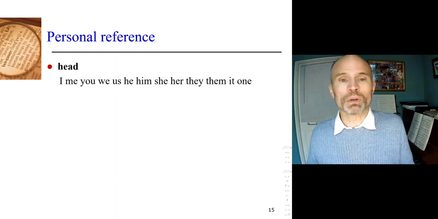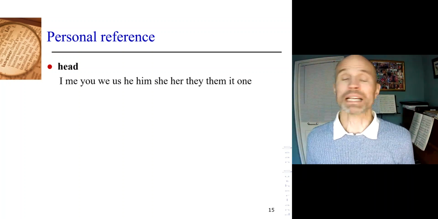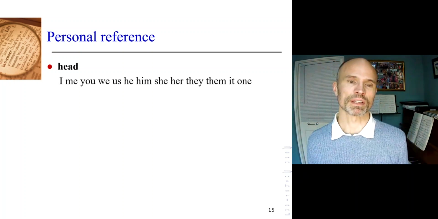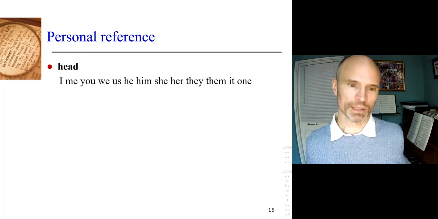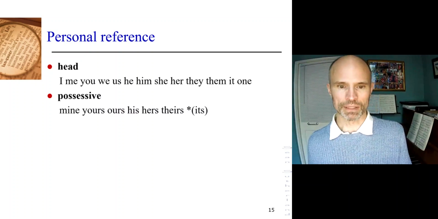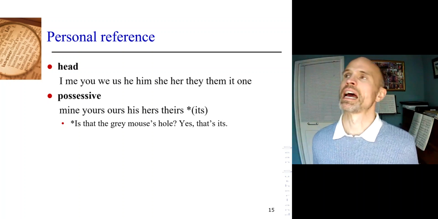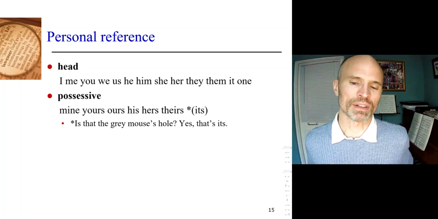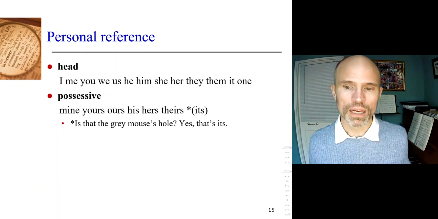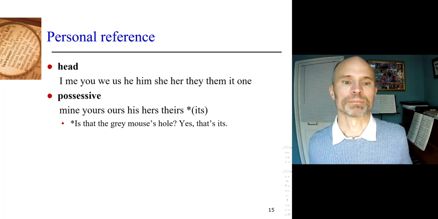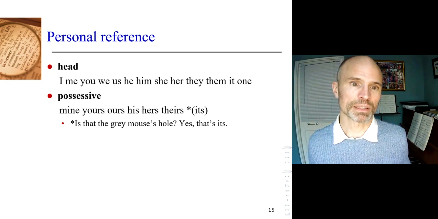What is the word we? Well, it refers, reference, to people, right? So that's why many linguists prefer the term personal reference to the term pronoun. Never mind the word head there for a second. So other personal references include these: mine, yours, ours, and so on. Its is a bit odd, right? We don't tend to use its as a possessive. Is that the gray mouse's hole? Yes, that's its. It's kind of awkward. We probably say, yes, that's its hole. We don't tend to use it on its own like that. Now, can you see the difference between head personal references and possessive personal references?